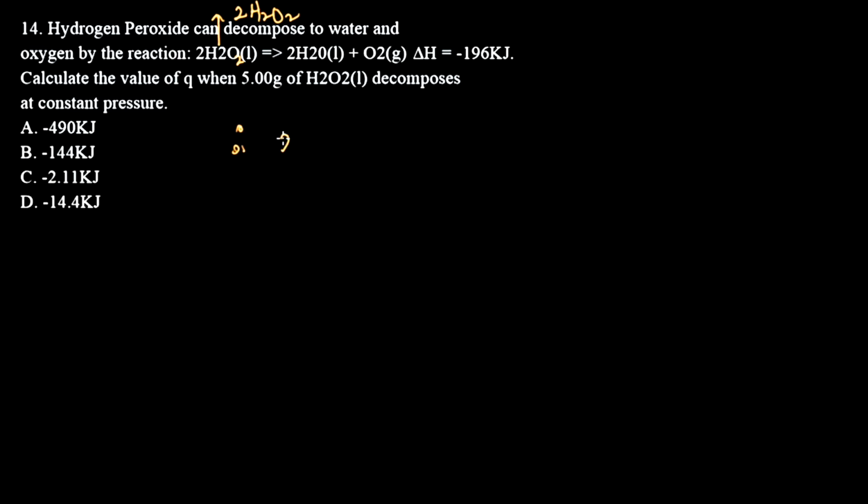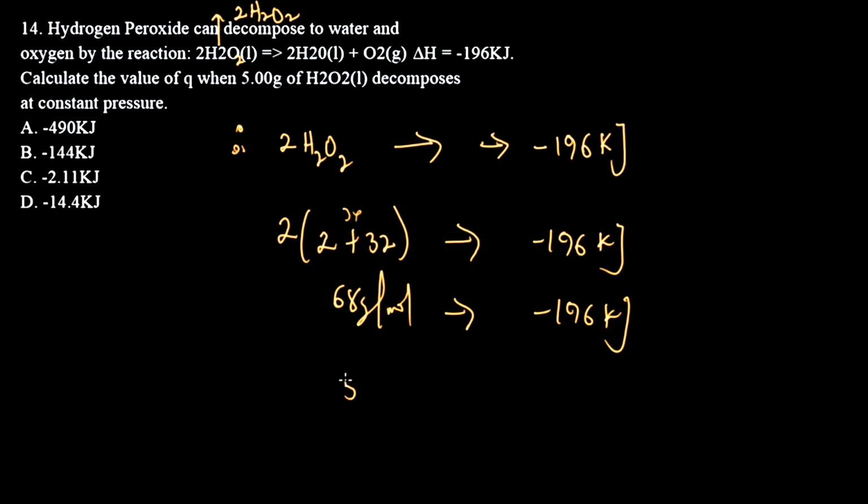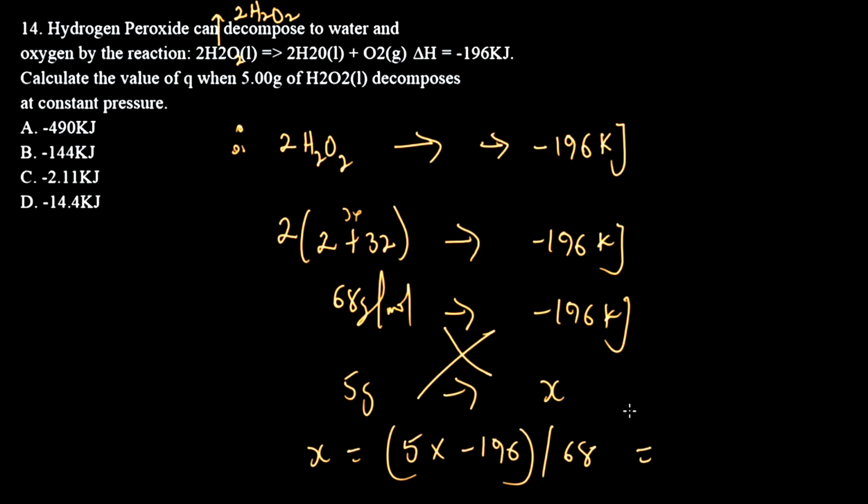So all we need to do is this. We have 2H2O2, and the enthalpy of the reaction here is negative 196 kilojoule, right? So the molar mass of H2O2 is 2 plus 32, which is 34, and times 2 that gives us 68 gram, which gives us negative 196 kilojoule. So 5 gram there will give us an energy we don't know. So let's cross multiply. We have x to be 5 times negative 196 over 68. So we have negative 14.41 kilojoule. So we have this to be the answer.